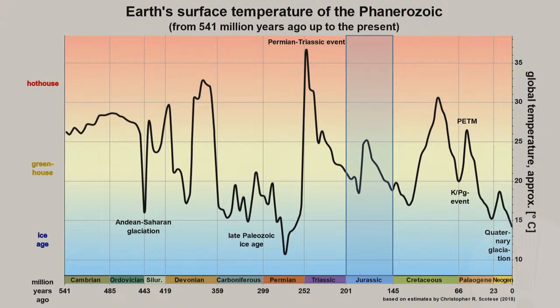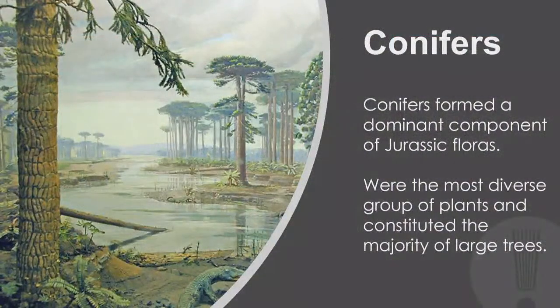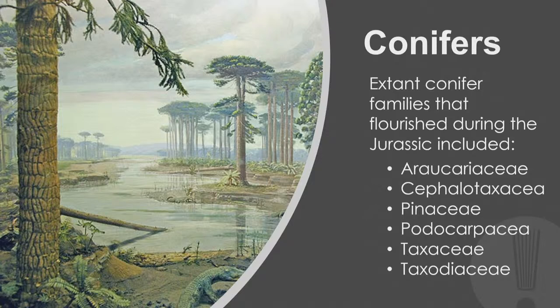The beginning of the Jurassic was marked by a thermal spike corresponding to the Triassic-Jurassic extinction. The first part of the Jurassic was marked by cool intervals and was ended by a spike in global temperatures of around 4 to 8 degrees Celsius. Conifers were the dominant component of the Jurassic flora. Most diverse group of plants and constitute the majority of large trees, so starting to replace those cycads. And we start to see some modern day conifer families.